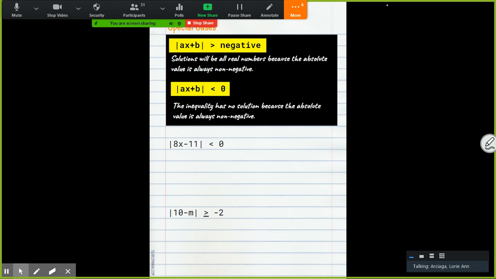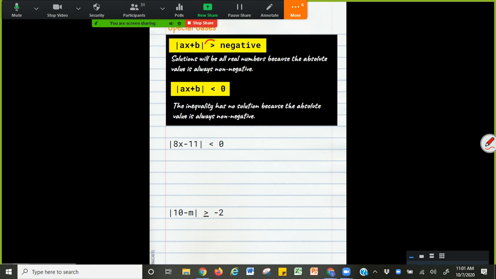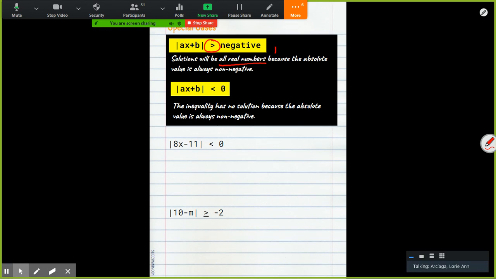Okay, here we go. So for the first one, if you have a greater than symbol and a negative number on the right-hand side, then the solutions will be all real numbers. In other words, it's infinitely many solutions. Now, why? Because when you get the absolute value of something, it's always positive, right? Non-negative means it's always positive. So if this is always positive, then a positive number is always greater than a negative number.